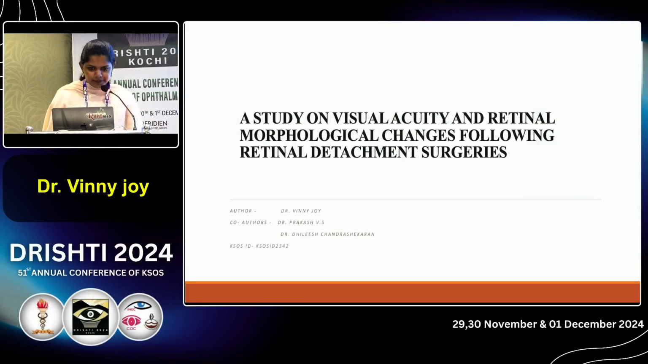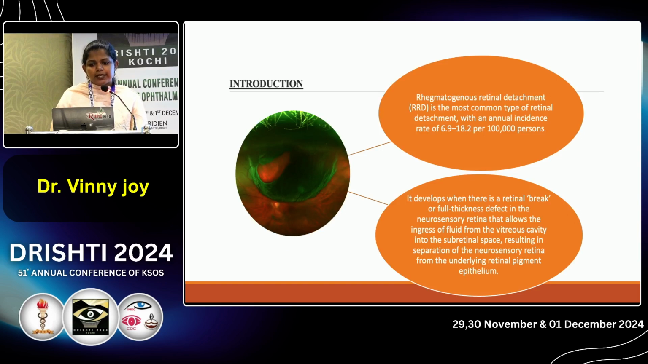Good afternoon, everyone. My study is on visual acuity and retinal morphological changes following retinal detachment surgeries. Rhegmatogenous retinal detachment is the most common type of retinal detachment with an annual incidence rate of 6.9 to 18.2 per 1 lakh persons. It develops when there is a retinal break or full thickness defect in the neurosensory retina and the fluid ingresses into the subretinal space, resulting in separation of the neurosensory retina and the underlying RPE.